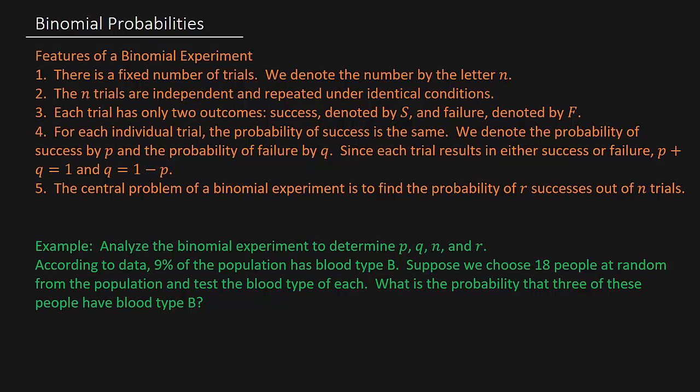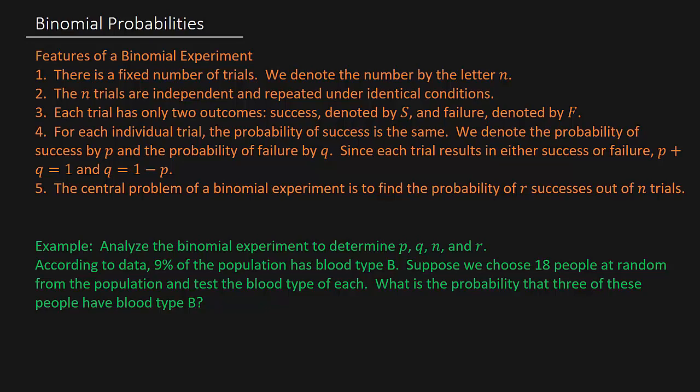All right, so features of a binomial experiment. There's a fixed number of trials, and we denote the number by the letter N. So you're going to have a fixed number, say, flipping a coin. You're going to do it 50 times, N would be 50, okay? And you're going to record whether you get a heads or not.